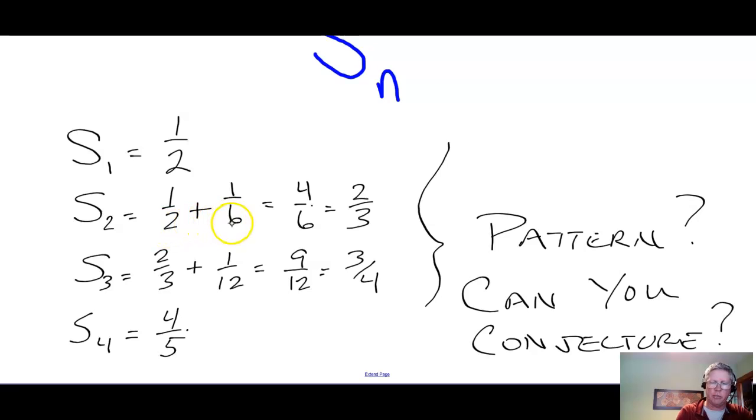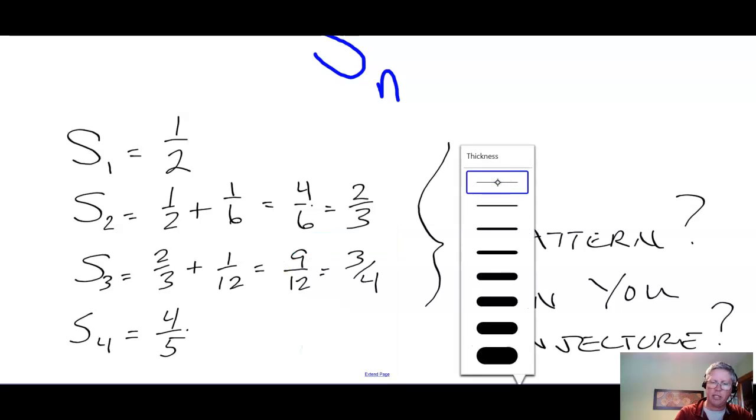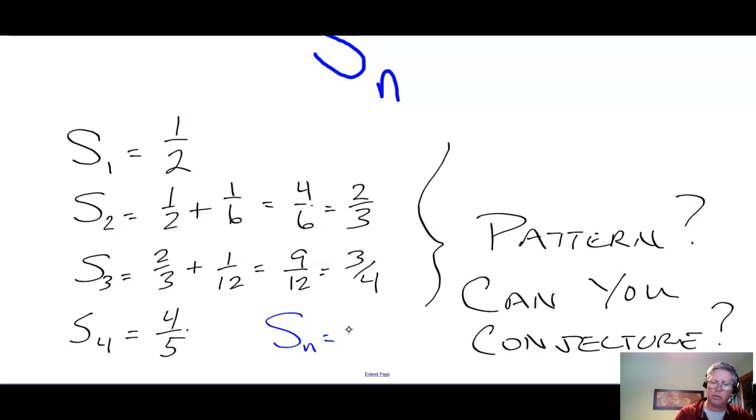1/2 plus the second term, which is 1/6. Add those, you get 2/3. So 1/2, 2/3, 3/4, 4/5, and maybe, just maybe, you would come up with this crazy idea, as I get my pen ready, that S of n might be equal to n over n plus 1. No way. So the sum of the first 158 terms would be 158 over 159. That's amazing. Huh, I wonder if it works.